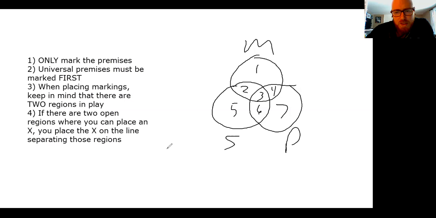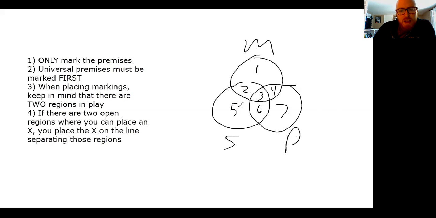Okay, well, what if I place my X in region 2? What if I place my X here? Okay, well, what am I saying? If I place an X in region 2, that means I'm saying it's S and an M, but not a P, right? Now, unless I've got some premise which indicates that no M's are P's or something like that, I'd be saying more than what's actually given to me in the premises.